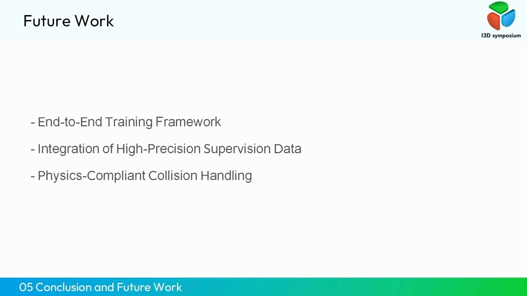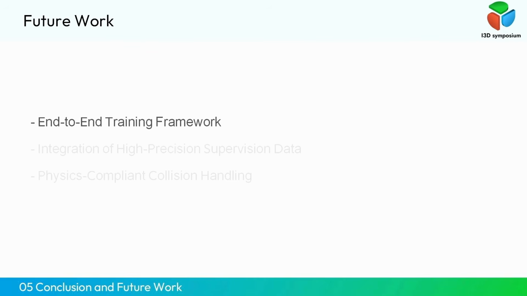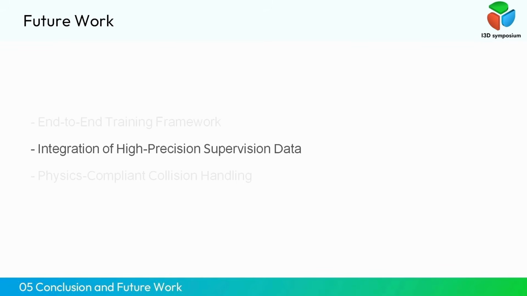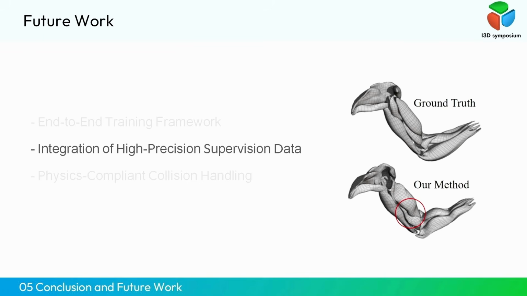Future work. 1. End-to-end training framework. Explore an end-to-end training framework integrated with muscle anatomy embeddings to reduce the dependence on manually designed skeletal muscle templates and enhance cross-species adaptability, including non-bipedal character models. 2. Integration of high-precision supervision data. Incorporate high-precision supervision data to improve the accuracy and stability of the model in complex muscle simulation scenarios and enhance its responsiveness to extreme kinematic configurations.